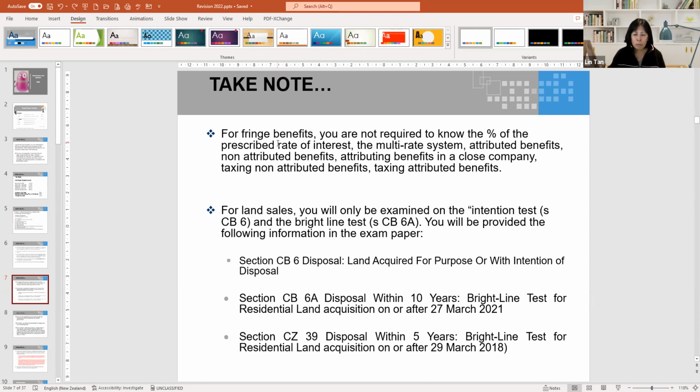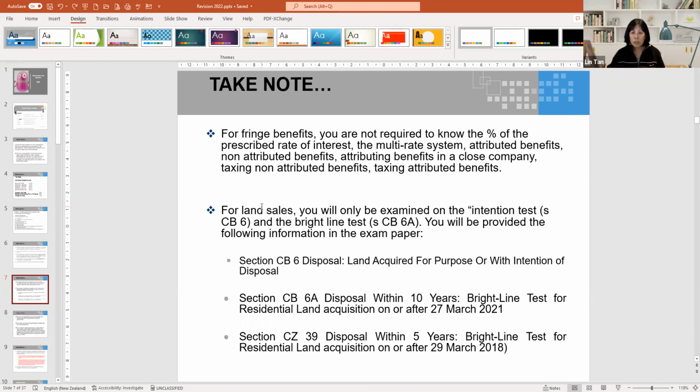We did cover the low interest rate or the low interest loan, and to know whether there is a benefit provided or not, you need to know the prescribed rate, right? So again, you don't have to memorize the prescribed rate. If you're ever required to do any calculation, the rate will be given to you, right? And obviously, if you're not required to do calculation, the rate will not be there. So that's FBT.